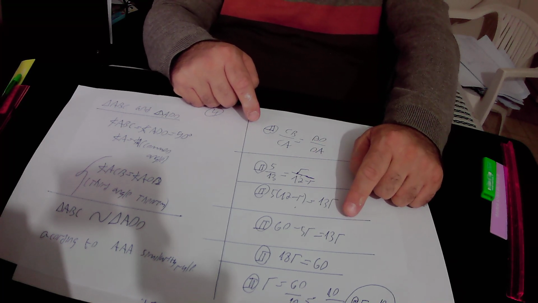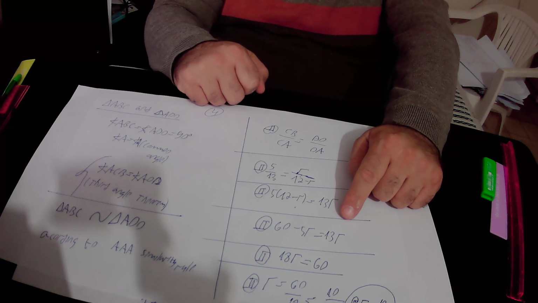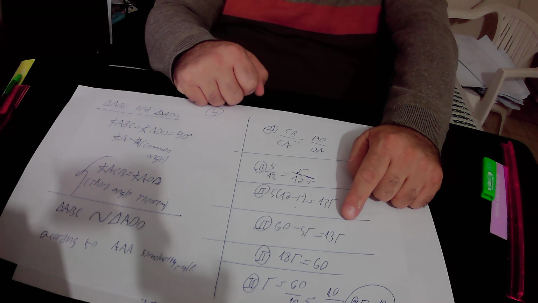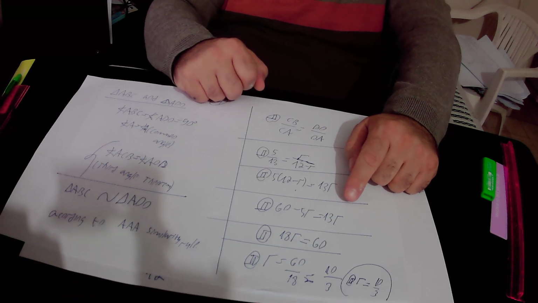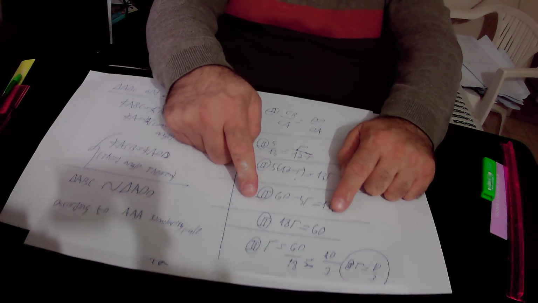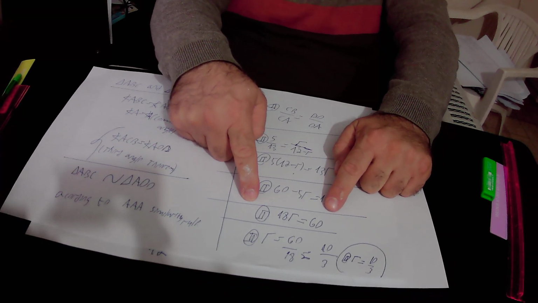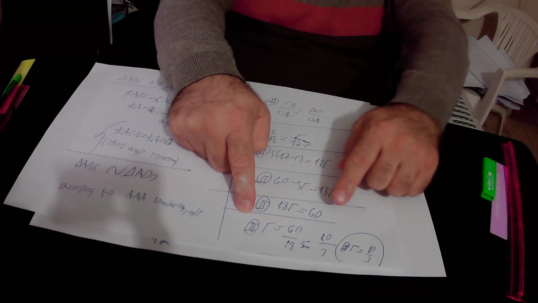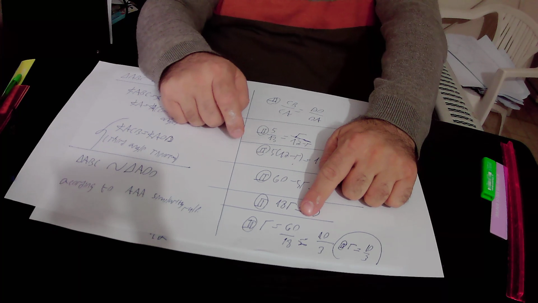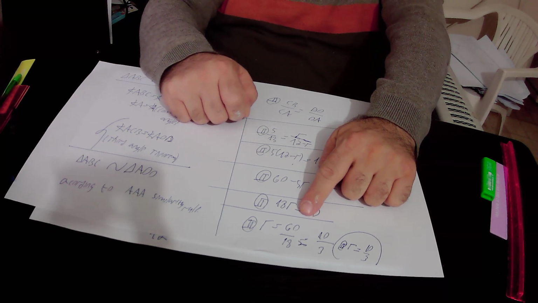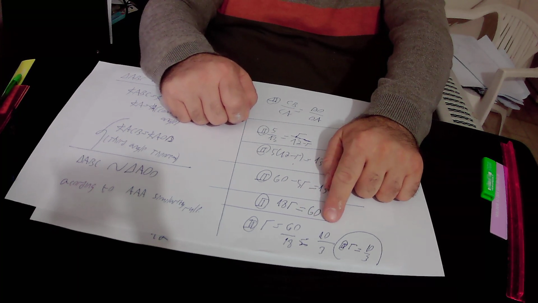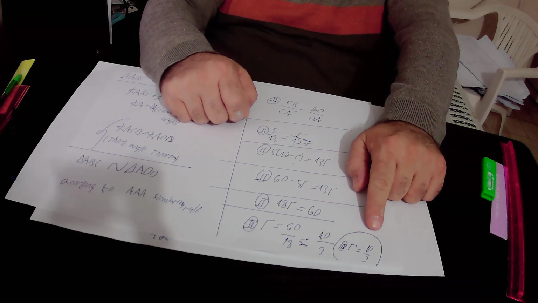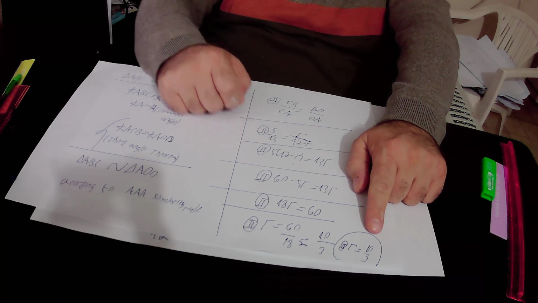Here we added 5r to both sides of the equation, and we got that 13r plus 5r is 18r. So in conclusion, 18r equals 60. We divided the equation by 18, and we got r equals 60 over 18. We divided both the numerator and the denominator by 6: 60 over 6 is 10, and 18 over 6 is 3. So the radius of the semicircle equals 10 over 3 units.